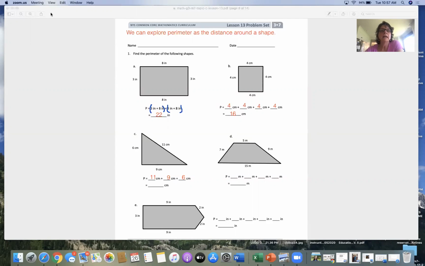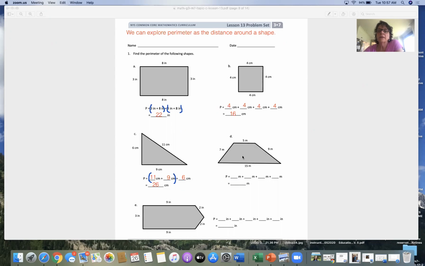Okay, and then I'm going to go ahead and show you what I'm thinking. I'm going to add the 11 and 9 together because 11 and 9 make 20, and that's a nice friendly number. And after I have my 20, then it's easy to just add 6 to it. So 20 plus 6, that's right, would give us 26 centimeters. Okay, let's go to the next shape.